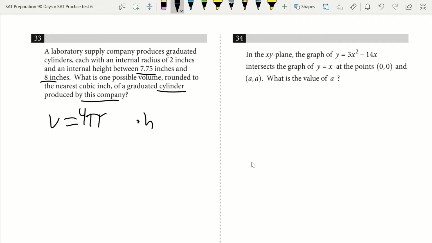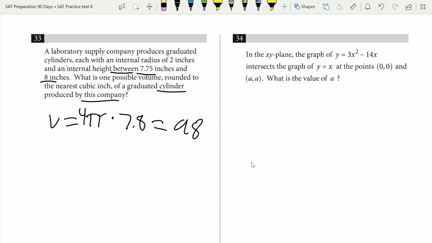We know our height's anywhere from 7.75 to 8, so it has an internal height between 7.75 and 8, so we'll just go ahead and pick 7.8. Right, we multiply that, put it in our calculator, so we're going to have 7.8 times 4 pi, and that's going to give me 98.0. Okay, it says to round to the nearest cubic inch. Okay, so the answer there we could do is 98.